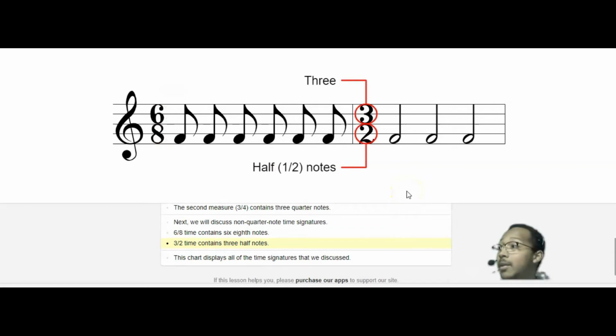Another bottom number that is different here. The bottom number is a 2, meaning that the half note will get 1 beat. The top number is 3, meaning that there will be 3 beats in the measure. So 1, 2, and 3.